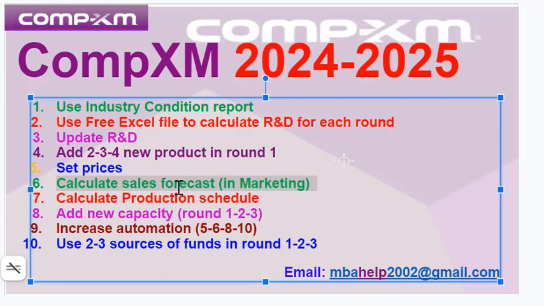In the last video, we showed you the top 10 winning tips, including tip number 6, calculate the sales forecast for round 2. You can check the previous video for round 1 and the details of round 2. And now I'll show you how to calculate the production for COMPXM round 2.